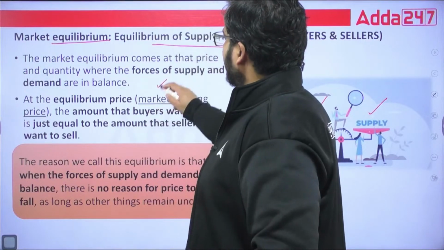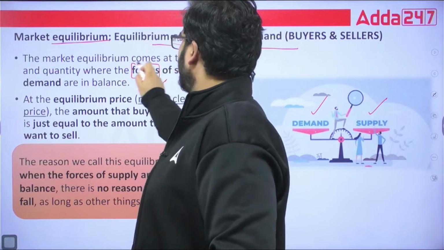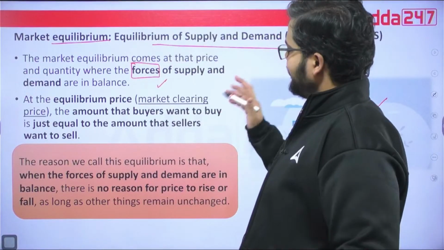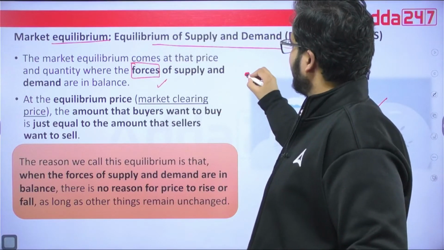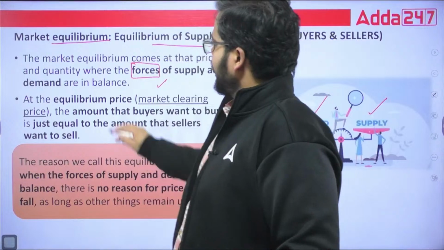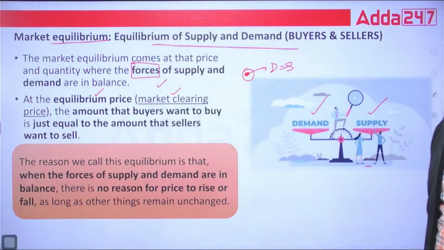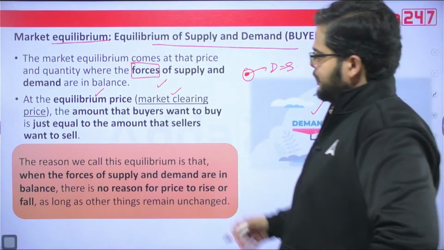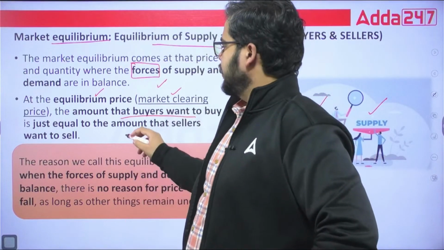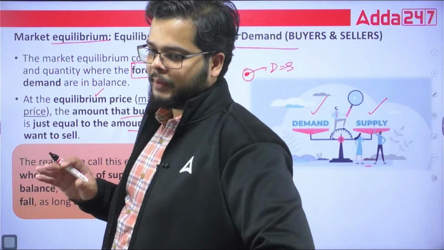So the market equilibrium comes at that price and quantity where the forces of supply and demand are in balance. This particular price where demand and supply are equal is important, and is known as the equilibrium price and market clearing price. This is another name for your equilibrium price. At this price, the amount that buyers want to buy and the amount that sellers want to sell are equal. Fine, this is that price.